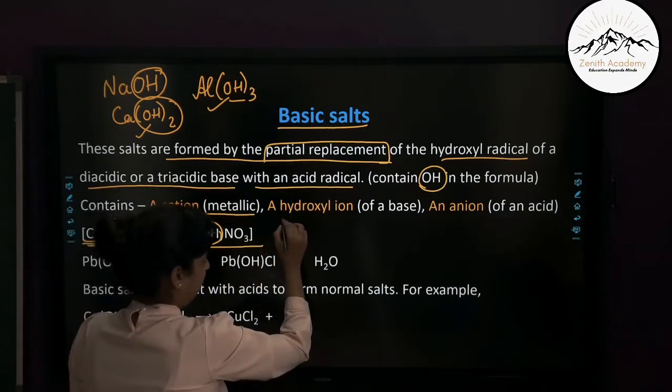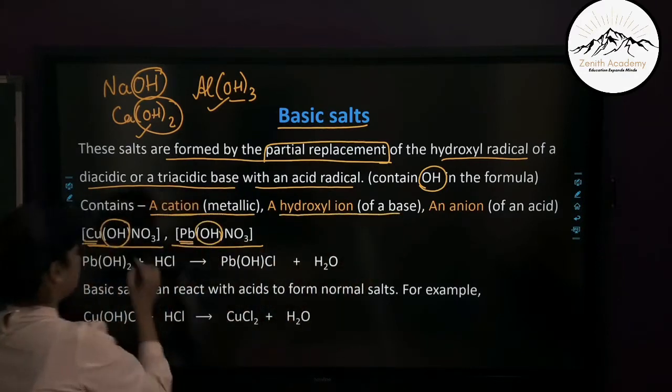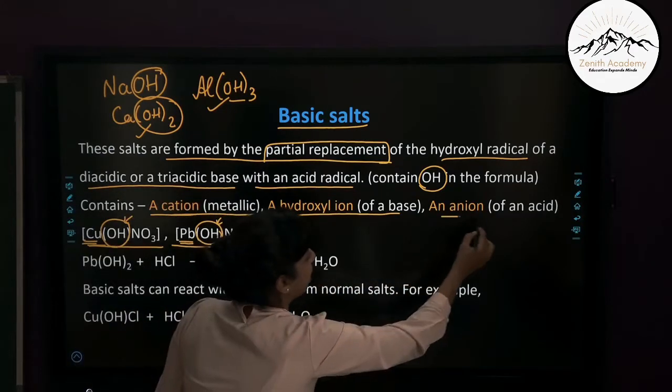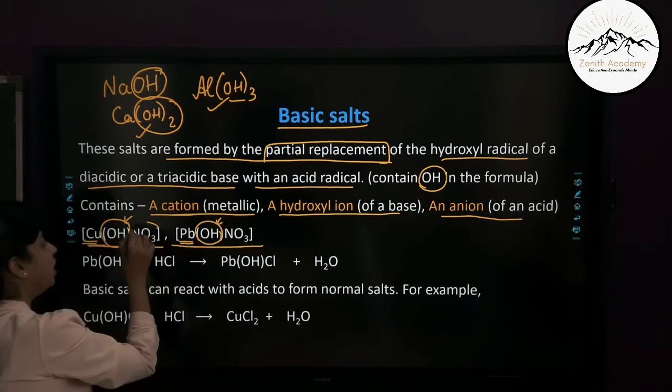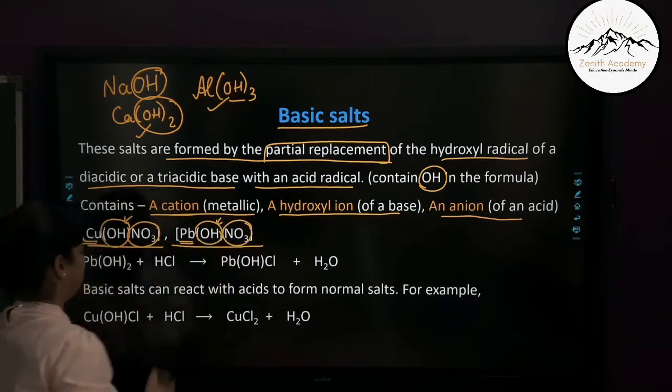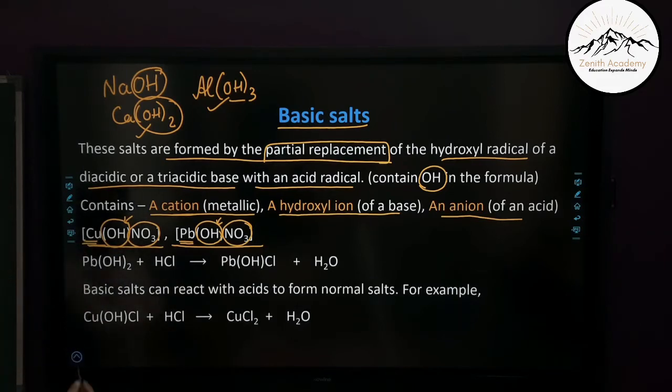It contains a hydroxyl ion of a base. So here you can see the hydroxyl ion of the base, and it contains an anion of the acid. So this is the anion of the acid nitric acid. This is also anion of the acid nitric acid. So here let's see how to form it.